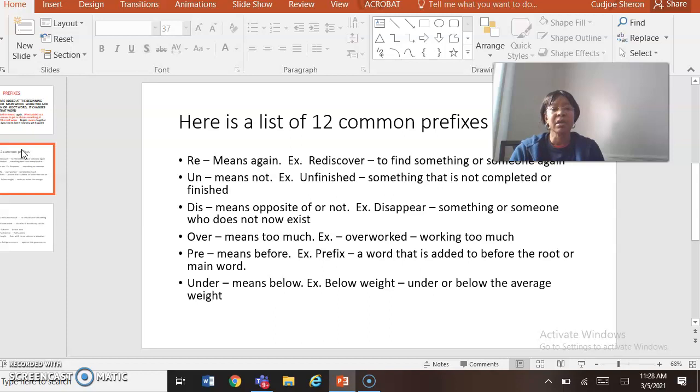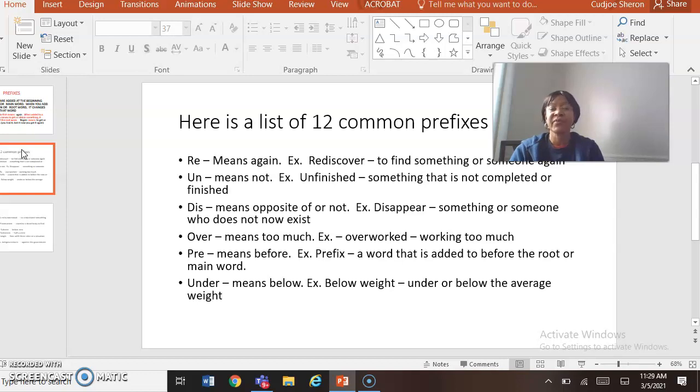Here's another one. Un means not. So unfinished is a word, something that is not completed or finished. So finished is a word, means it's completed, but when you have that prefix un, it means it's not completed or it's not finished. Okay, dis means opposite of or not.